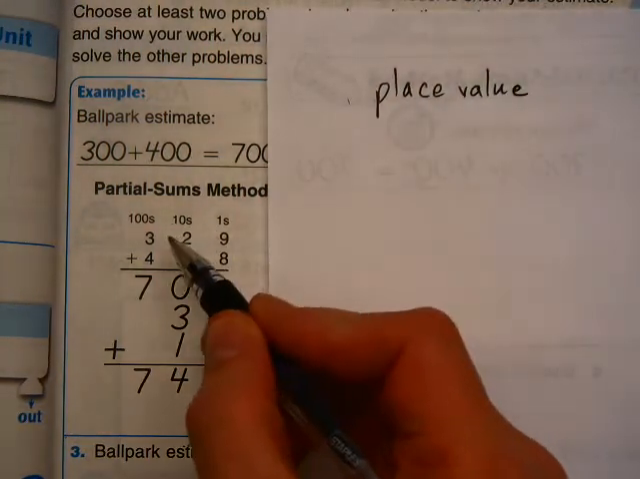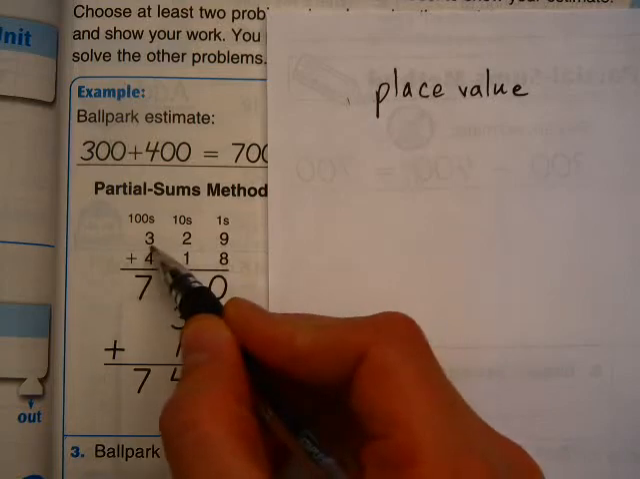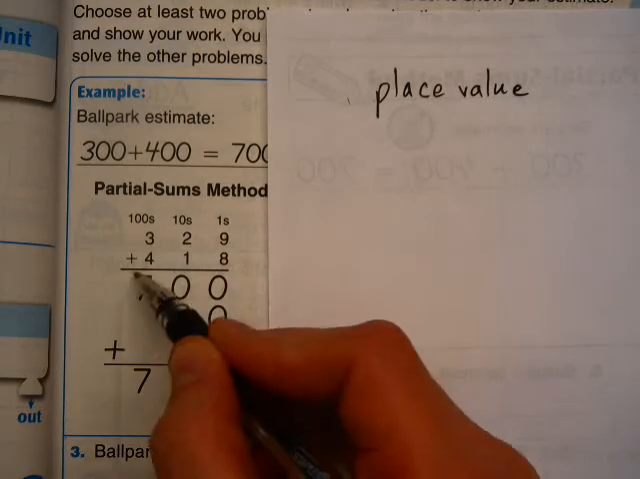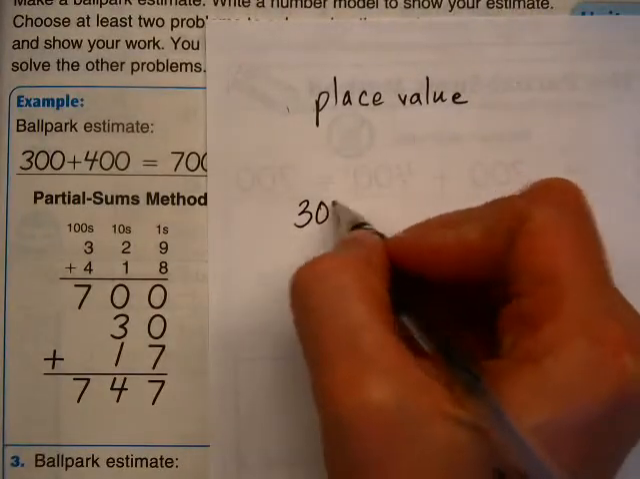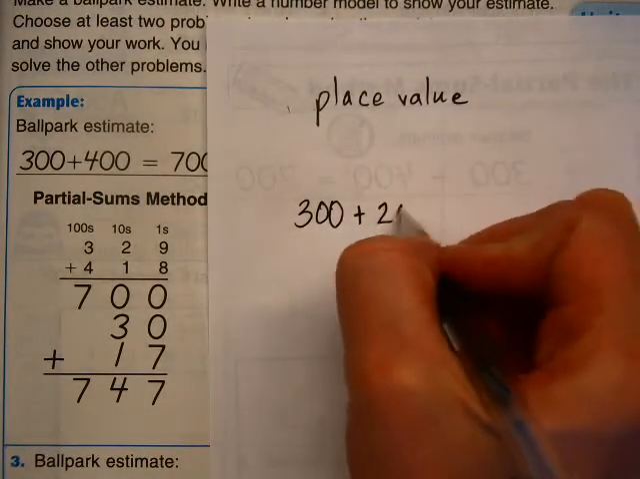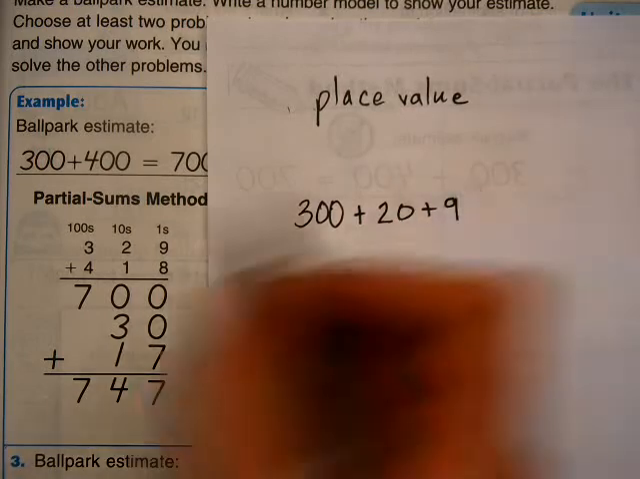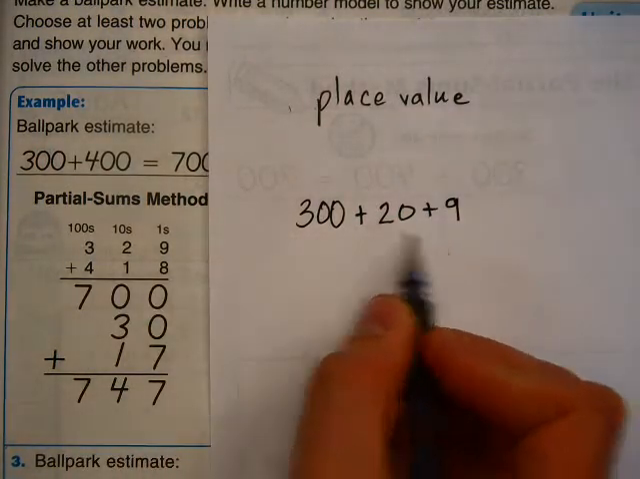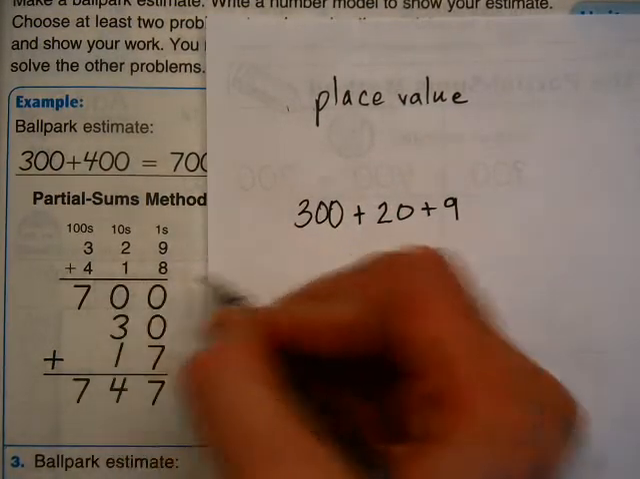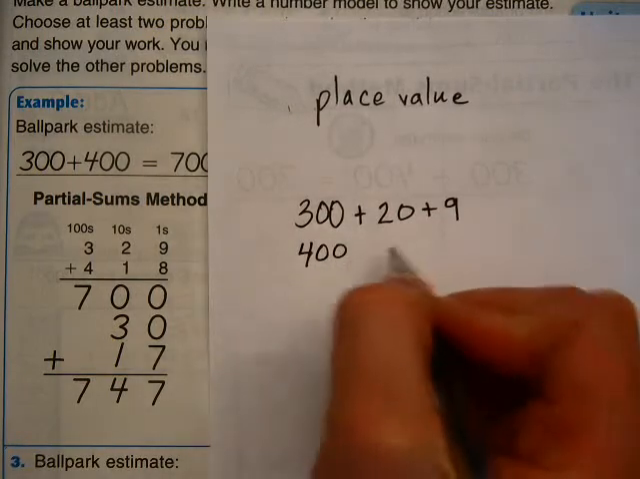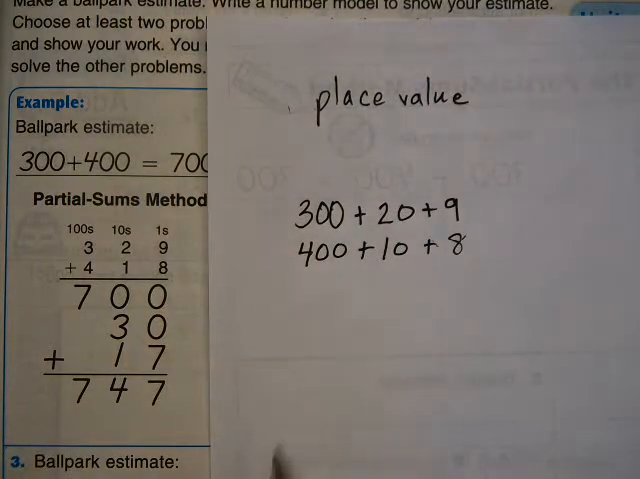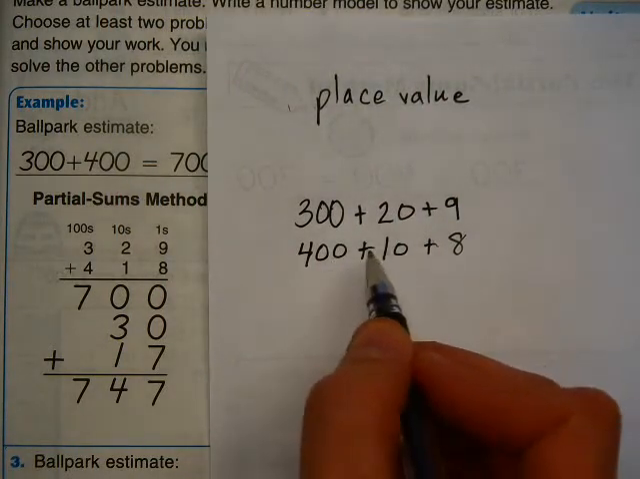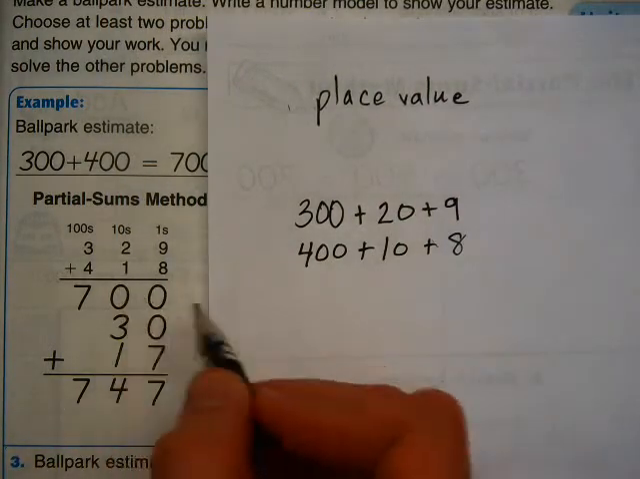But you see what they did here? They looked at this like, oh, this is 300, and this is 400. So it's kind of like 329 is 300 plus 20 plus 9. You see that? And then 418 is sort of like 400 plus 10 plus 8. So they broke it down into each place value, and that's what happened here.